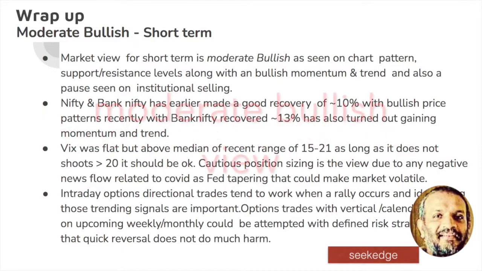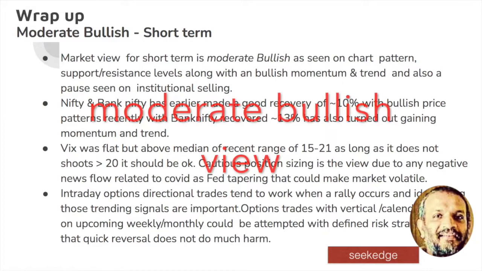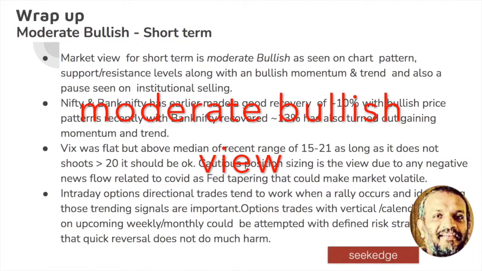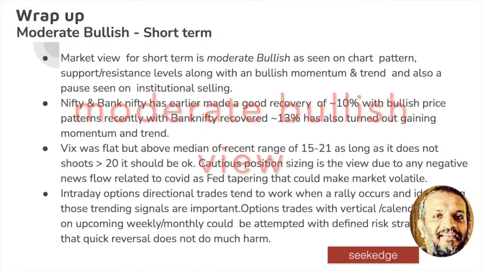So the wrap up: moderate bullishness is my view on the market. The reason is the support and resistance levels, the bullish momentum and the bullish trend, and especially the pause in institutional selling is another reason, right? Nifty and Bank Nifty have both recovered 10% and 13% respectively. Both have gained momentum and crossed over the trends, so it's clear bullishness that you can see in both. There is no other way than being bullish about the markets.